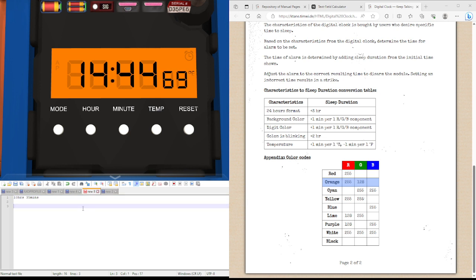1444 plus 10 hours is 24:44, which of course 24 becomes 00. 44 plus 35 equals 79 minus 60. So we're going to be setting it to 119, hopefully.